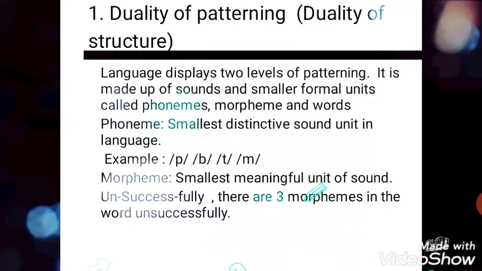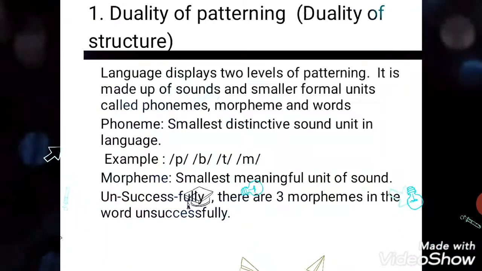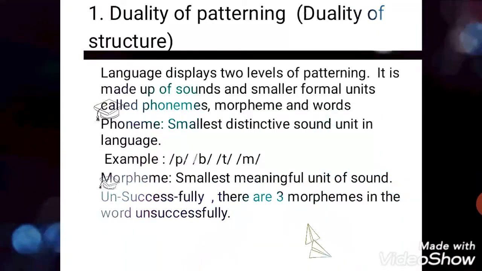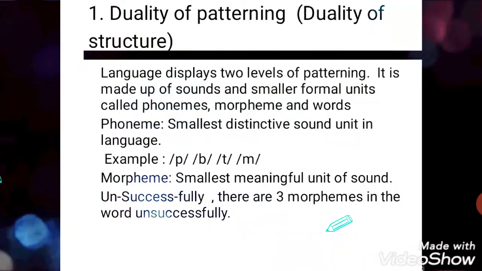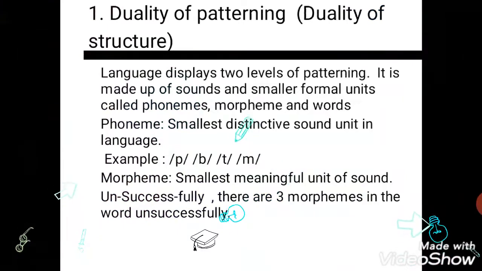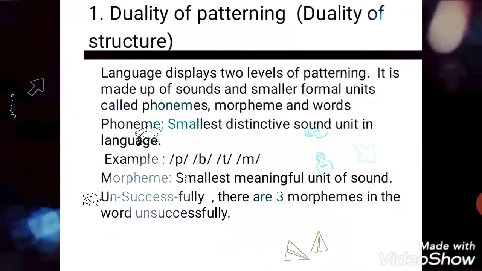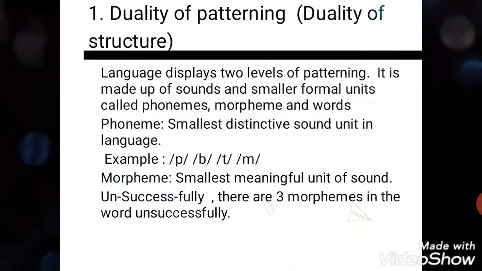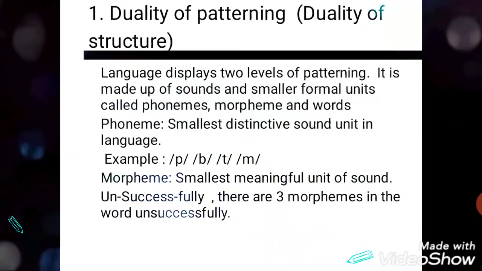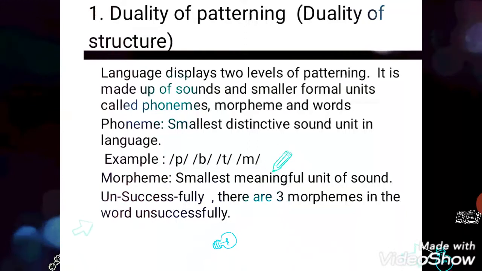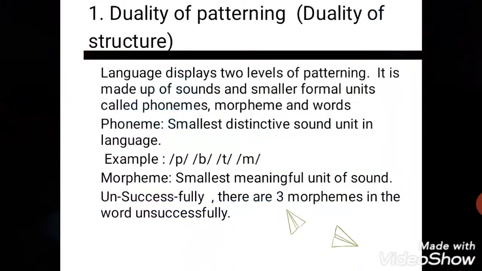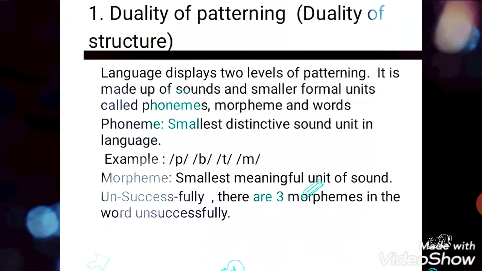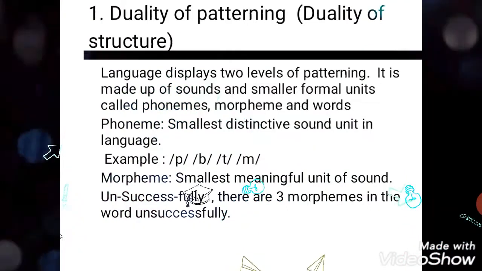First feature of human language is duality of patterning or duality of structure. Language always displays two levels of patterning. It is made up of sounds and smaller formal units called phonemes, morphemes and words. A structure of speech in any human language can be analyzed into smaller units, and a larger number of meanings can be expressed by means of a limited number of signals.